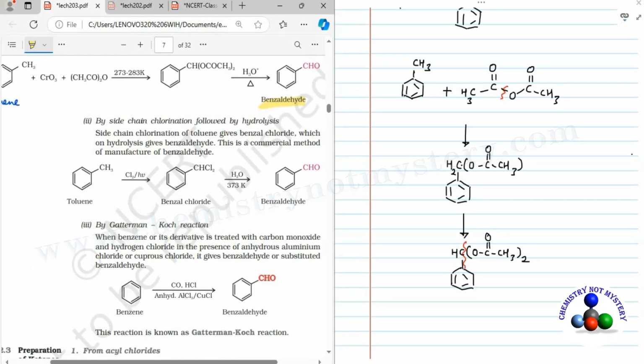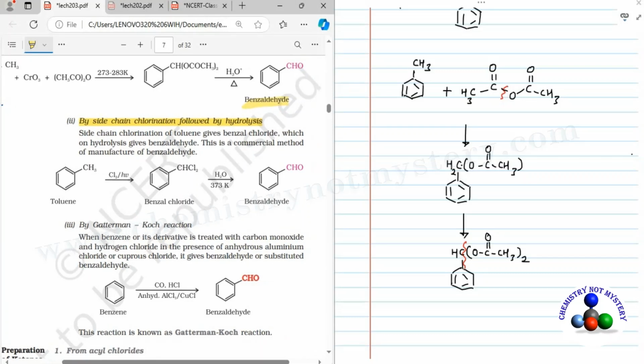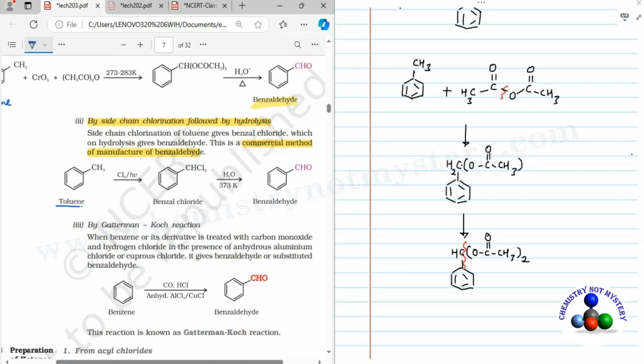Now come to the next reaction, side chain chlorination followed by hydrolysis. The side chain chlorination of toluene gives benzyl chloride, which on hydrolysis gives benzaldehyde. It is the commercial method of manufacturing of benzaldehyde. This is toluene. When it is exposed to chlorine in presence of UV light, it undergoes free radical substitution reaction and it affects the side chain only. It doesn't affect the benzene, that's why it undergoes side chain chlorination. So when it undergoes side chain chlorination, it forms benzyl chloride and on hydrolysis, it gives benzaldehyde. So this method is used for the commercial preparation of benzaldehyde.